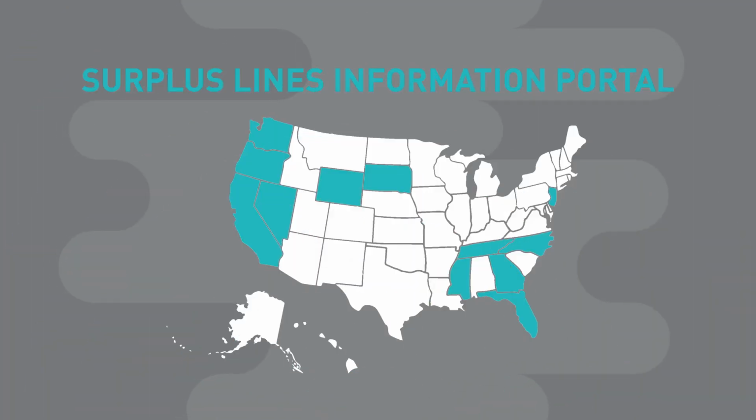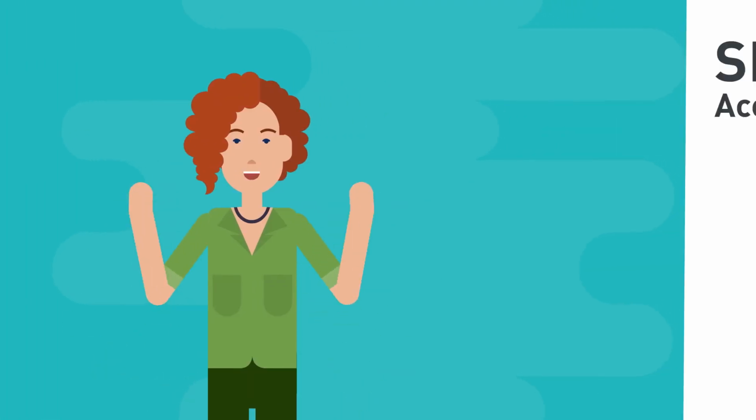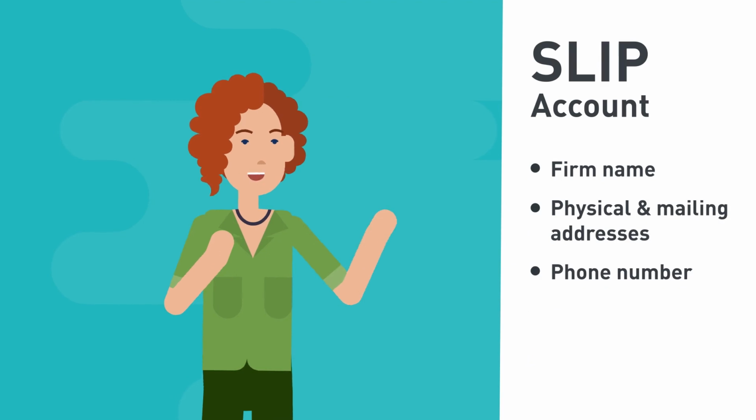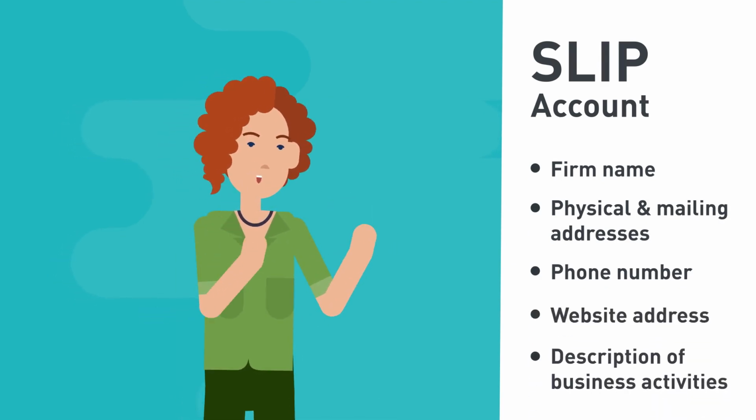The Surplus Lines Information Portal, or SLIP, is an online portal currently used by 12 states, including California and Florida, to allow filers to submit information about surplus lines policies to regulators. To use SLIP, you need an account. The person you choose to act as your SLIP administrator can provide regulators with the information required to create one.